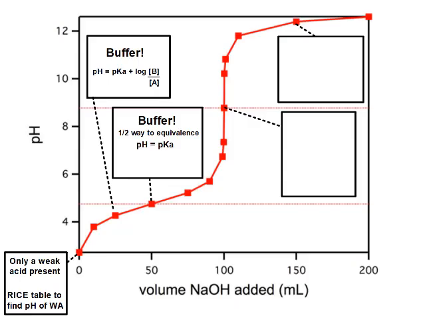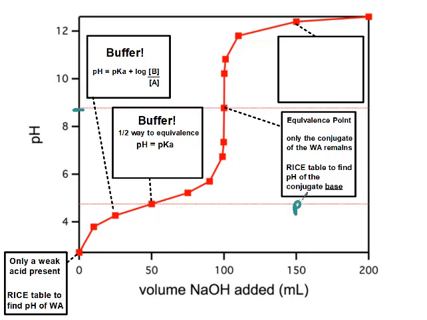If we look at the graph, we're at the equivalence point. Equivalence point does not always mean that pH is 7. It simply means your moles of acid equal moles of base. At this point, only the conjugate of the weak acid remains, which is a base. So pH is above 7. We're going to do a RICE table to find the pH of the conjugate base. Again, it's a base, so pH should be above 7.